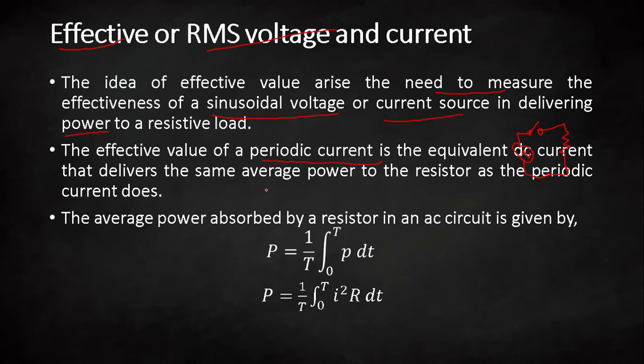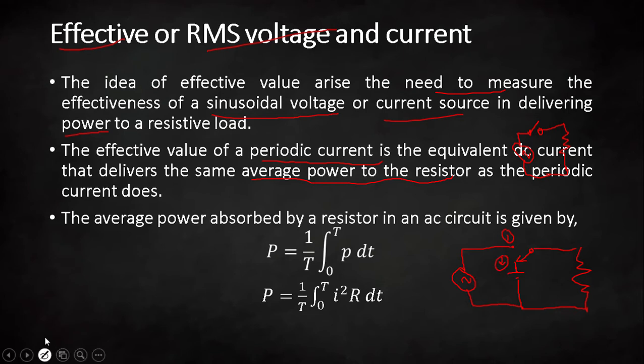So it means that whenever we connect a resistive load with an AC source and with a DC source, the average power to the resistor will remain the same. Now let us consider this resistive load connected across a DC voltage source. Same way, we are supplying an AC voltage source. Here we are connecting a switch that we can toggle. Let's say this point is point 1 and this is point 2.